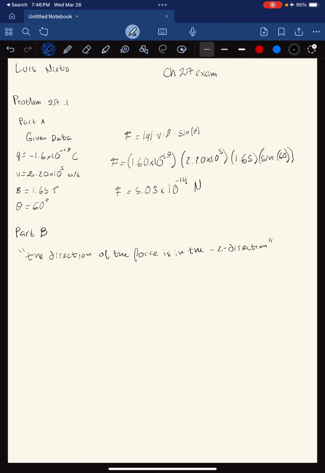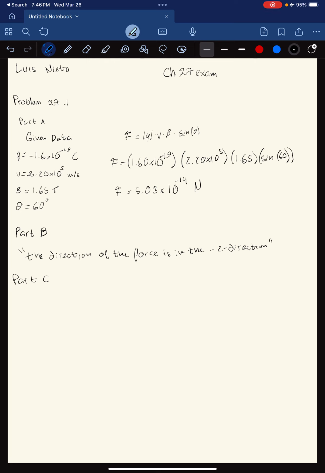Perfect. So part C. A charged particle moving in a magnetic field of 0.750 Teslas experiences a magnetic force of magnitude 2.50 times 10 to the negative 10 newtons. The particle's speed is 1.95 times 10 to the 5 meters per second at an angle of 36 degrees to the direction of the magnetic field. Find the magnitude of the charge of the particle.